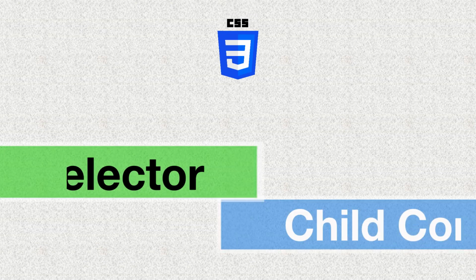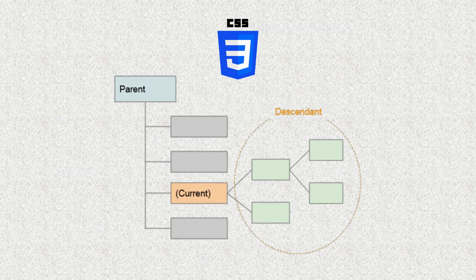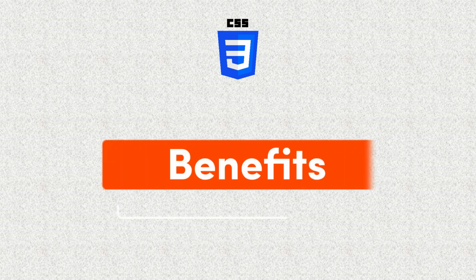Today, once again we are going to discuss CSS Selector, the child combinator, a powerful tool in CSS for targeting specific elements on your web page. We shall explore what it is, how to use it, and its benefits for creating well-structured and stylish websites.